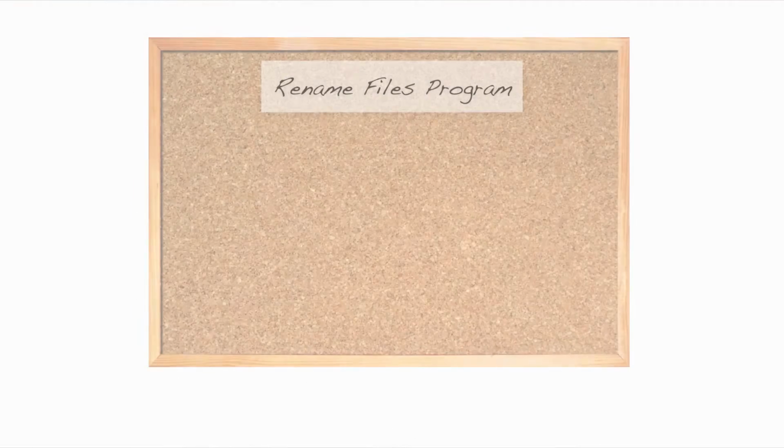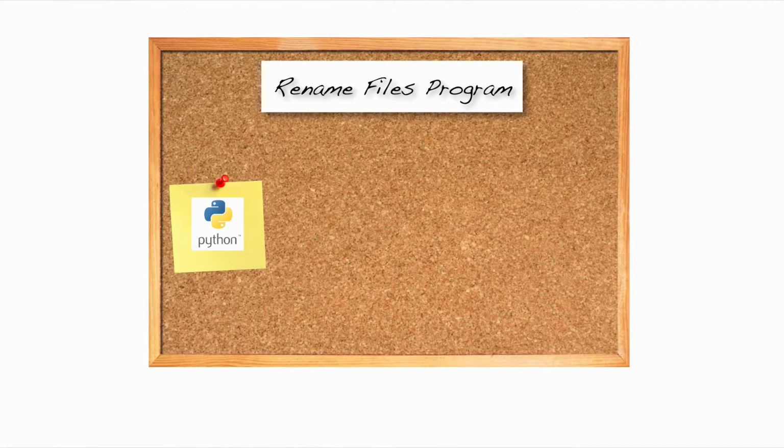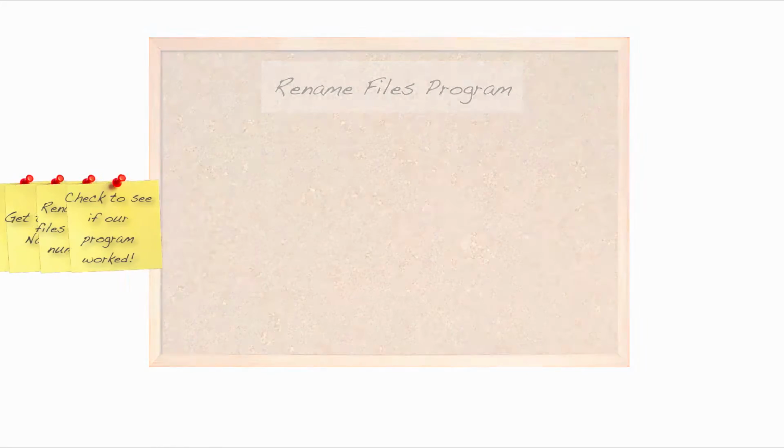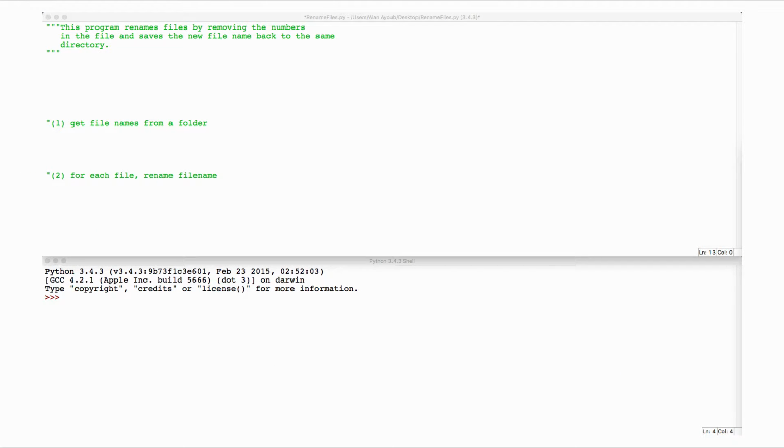I know that I want to build this program inside of Python. That's the first sticky. Second, I want to get the names of the files, so we'll have to get the file names from the directory. And third, we want to rename those files. Remember, we want to remove those numbers so we can reveal the secret message. And finally, we just want to check to see if our program worked. So let's jump right in and build this program.